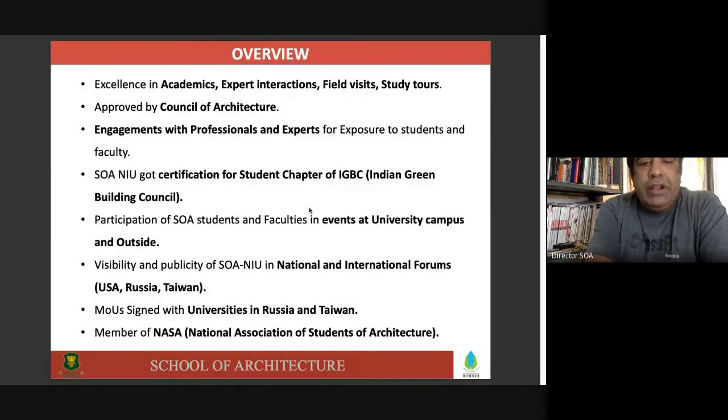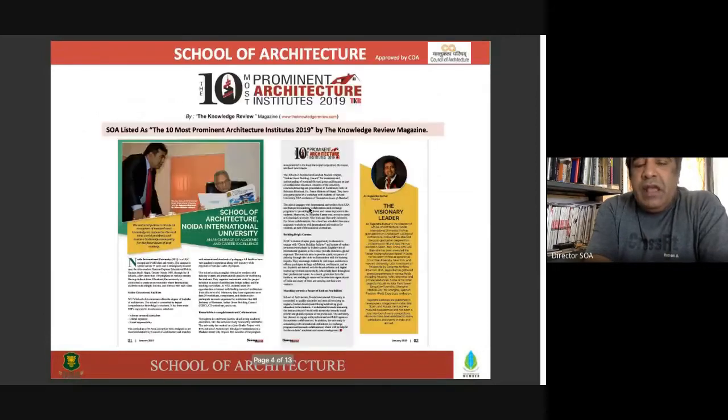I'm not going to read all the details here. In 2019 and 2020, we received recognition as one of the 10 most promising architecture institutions of India. Here you can see myself interacting with the Prime Minister of Nepal. So our students have a great opportunity of interacting with various professionals and leaders across the world.